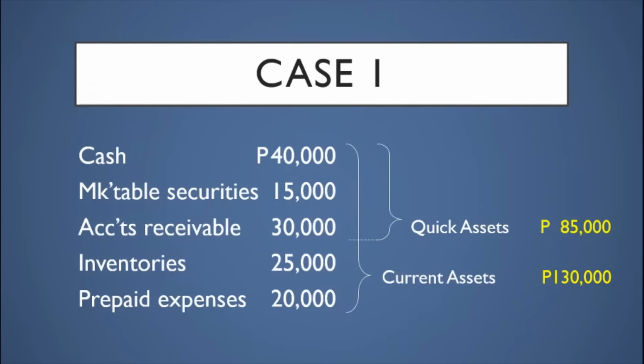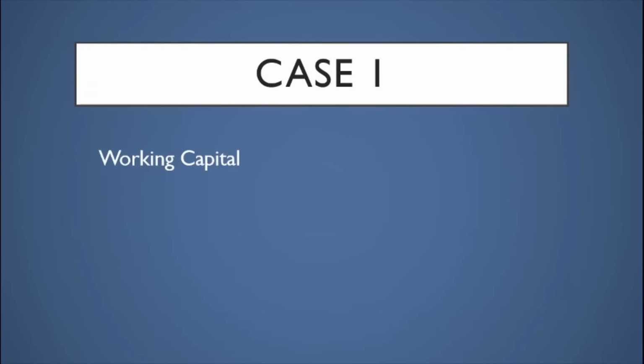What about the cash in a broader sense? In a broader sense, cash would include marketable securities. Why? Because marketable securities are readily convertible into cash. And therefore, it would be safe to say that they are as good as cash. Cash in a broader sense, we would have 55,000 pesos. Let us now calculate the liquidity ratios. Working capital, difference between current assets and current liabilities.